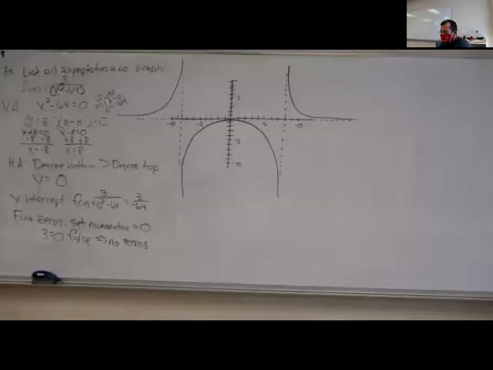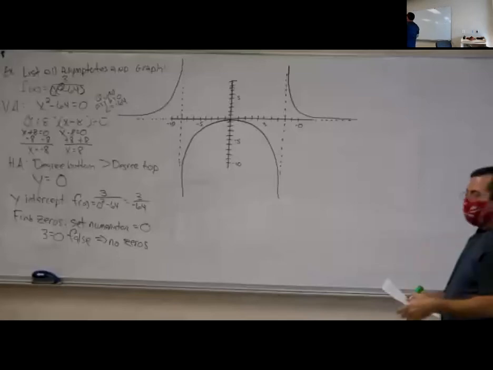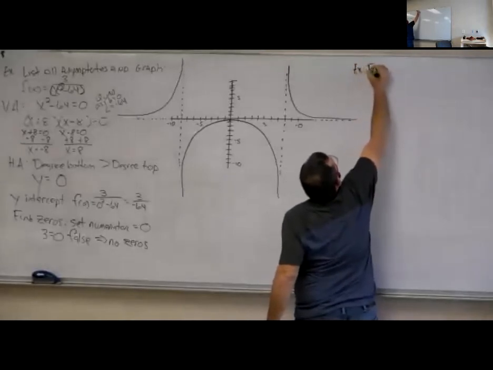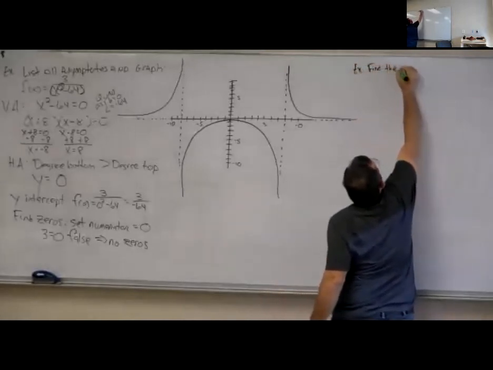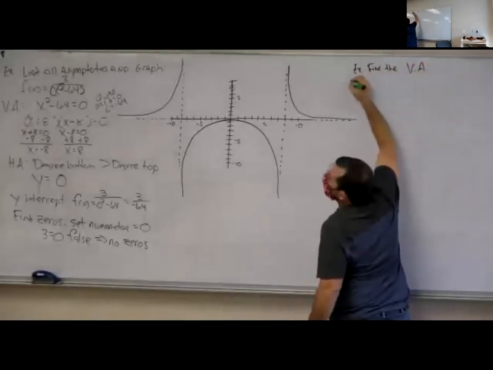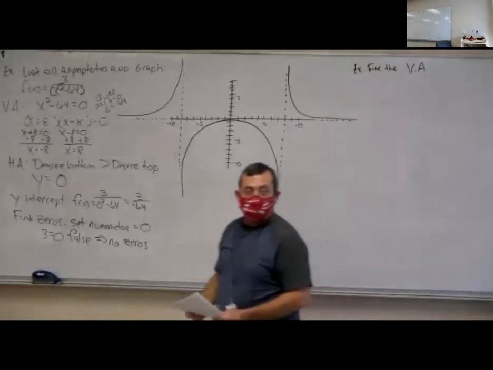All right, y'all, let me get this back to the board. All right, so now they're just going to ask specifically for vertical asymptotes or horizontals. I'm going to find the vertical asymptotes. So we're just going to call them VAs now, okay? Is that cool?